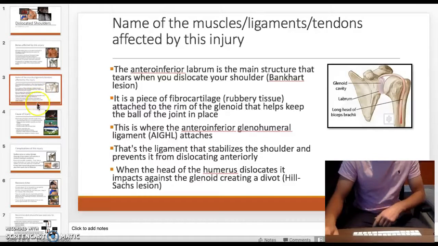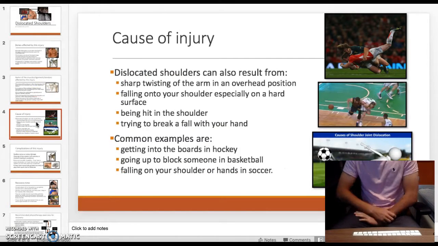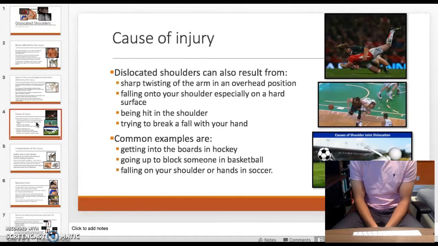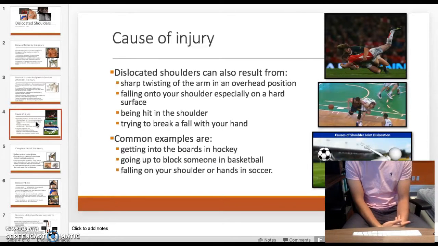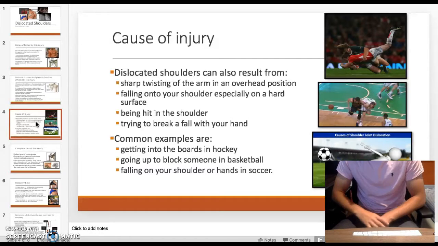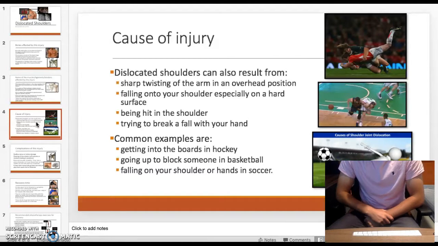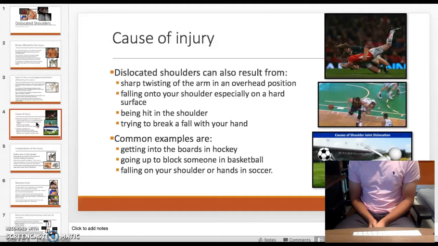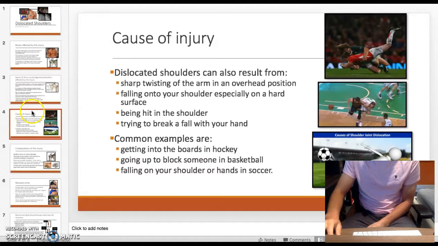And then to cause this injury, there are many different ways, but the most common are a sharp twisting motion in an overhead position, or falling onto your shoulder, especially on a hard surface like a court or ground or ice, being hit in the shoulder directly, or trying to break your fall with your hands, which also leads to broken wrists sometimes. So some common examples are getting hit into the boards in hockey, going up to block someone in basketball, or falling onto your shoulder or hands in soccer.